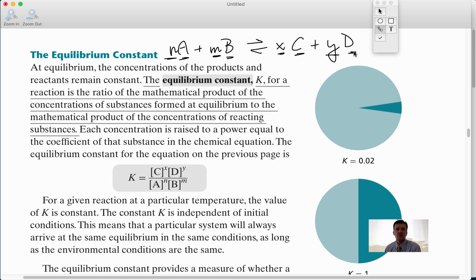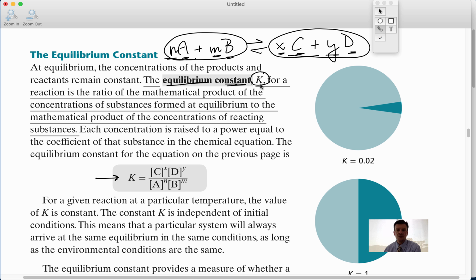It is very, very helpful to come up with a single value to give you some information about the reversible reaction and its equilibrium position. Here's what I mean. If you take the concentration of your products and you divide them by the concentration of your reactants, you will create what is called the equilibrium constant, and it is going to be represented by K.